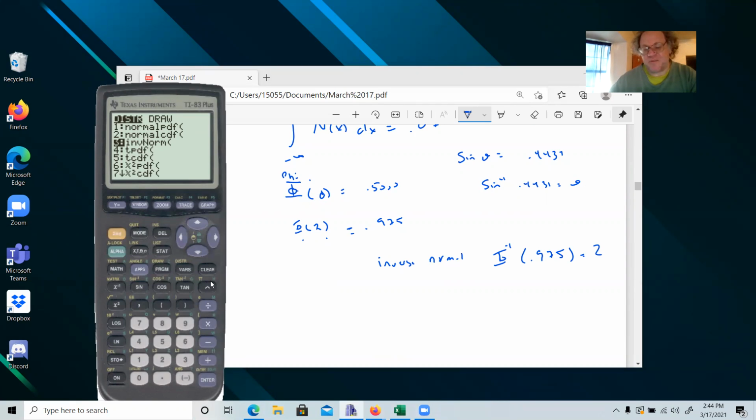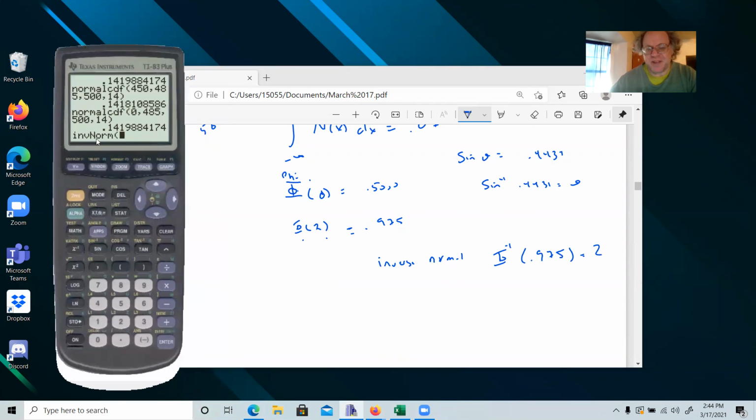Again, if you have a TI-84, you're going to be in a much easier world than I am, because I've got to remember which order this stuff goes in. Okay, 0.07, we put the probability in first, then we put in the mean, 500, and the standard deviation, 14, and it's going to tell you what the x value is for all of this.